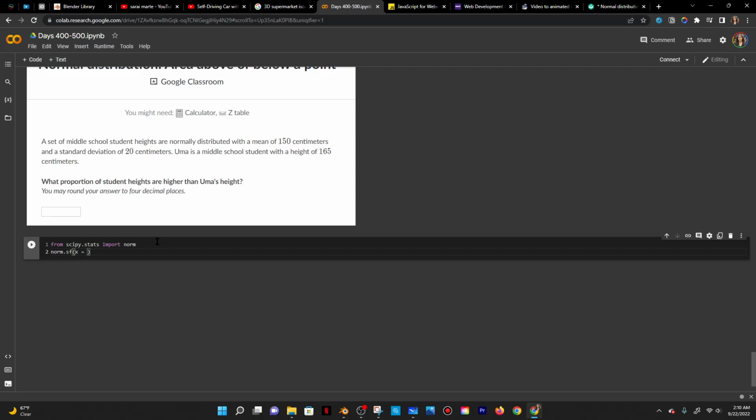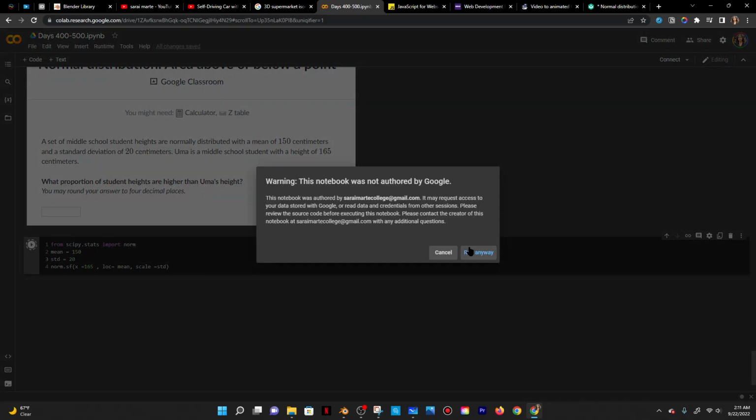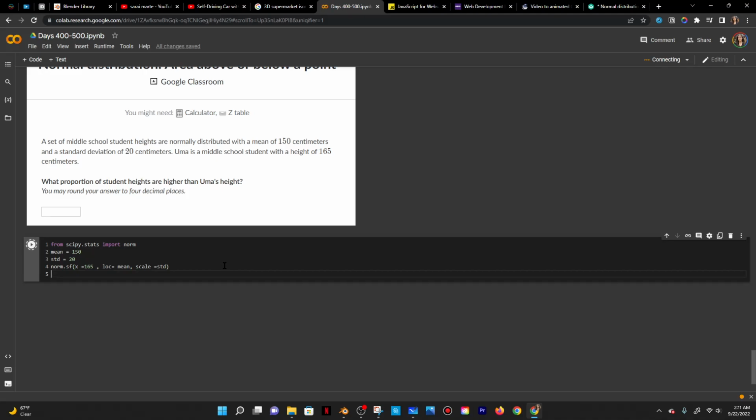This function takes in three parameters: the point x, the loc, which is the mean, and the scale, which is the standard deviation. So x is just 165 because that is the point of interest that we're trying to find the area above of. And then I'm going to set the mean, which is 150, and standard deviation, which is 20. Then I'm going to run that and round the answer. I'm going to set it equal to prop for proportion, and then round prop to 4 decimal places because that is what Khan Academy is asking of us.